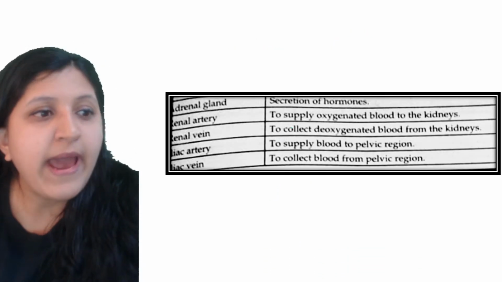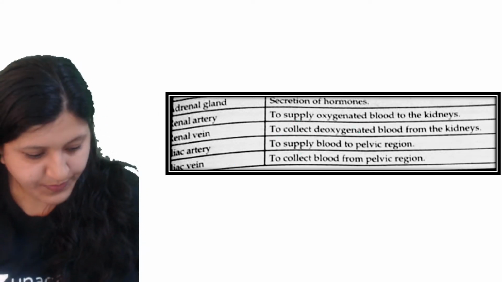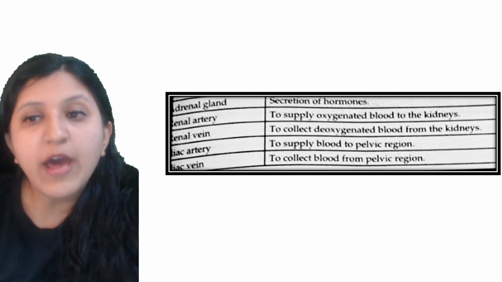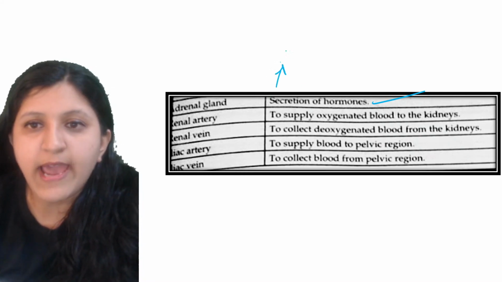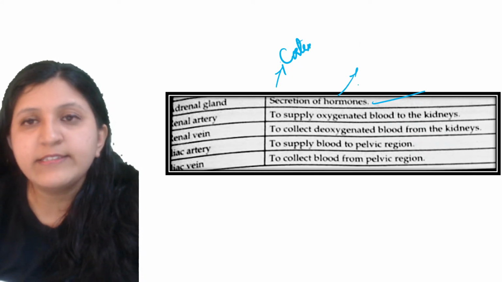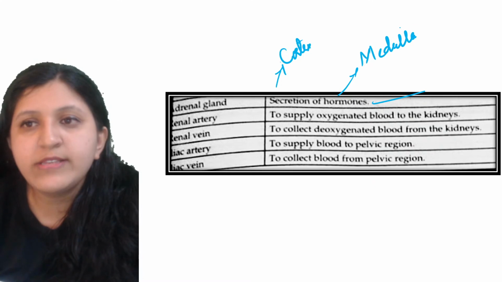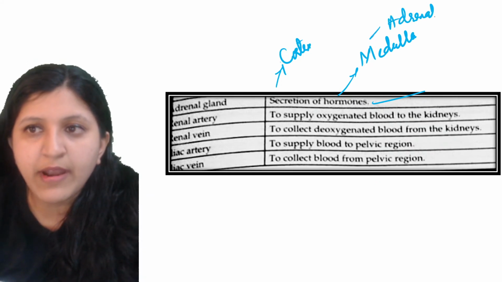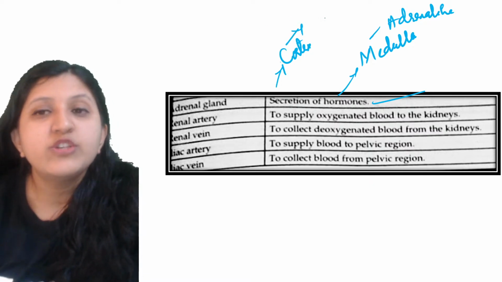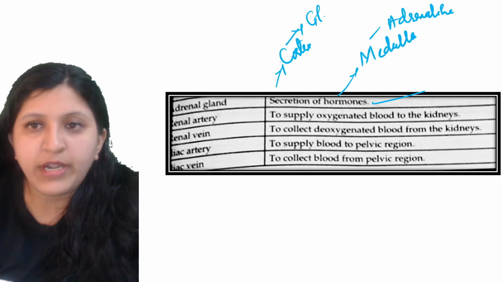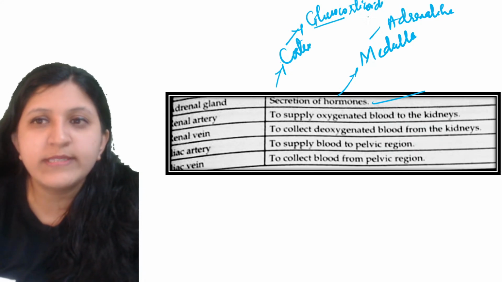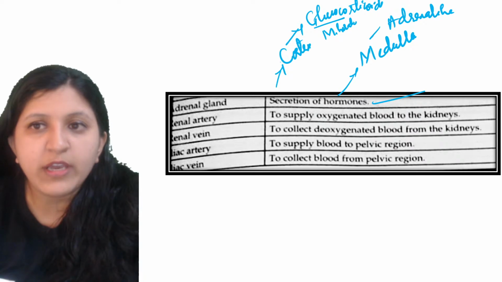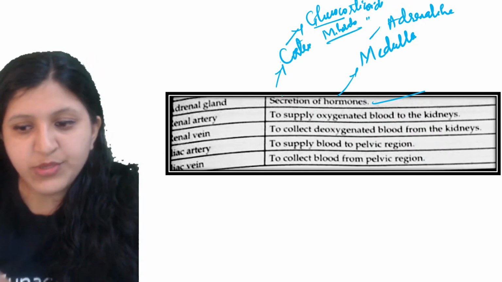One more, adrenal glands. So secretion of hormone is done there. There are two types of hormone. There is an adrenal cortex region, and then there is the medulla region. The medulla region will secrete adrenaline hormone, whereas the cortex region secretes the glucocorticoids. Glucocorticoids and mineralocorticoids are being secreted here, so mineralocorticoid is also being secreted from the cortex region of the adrenal gland.